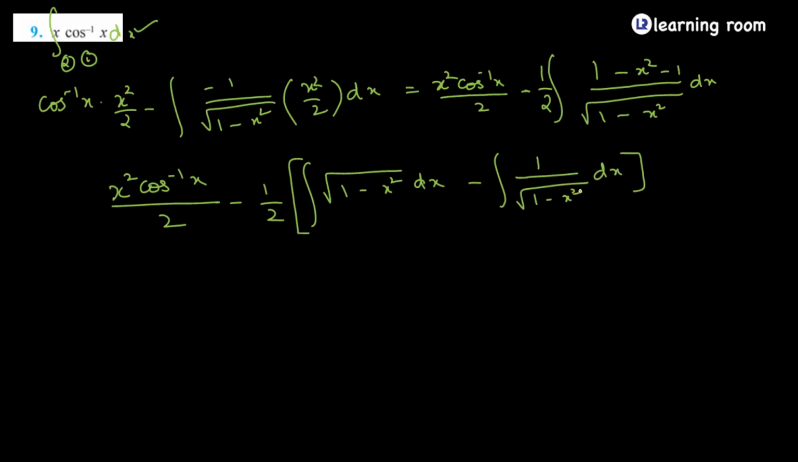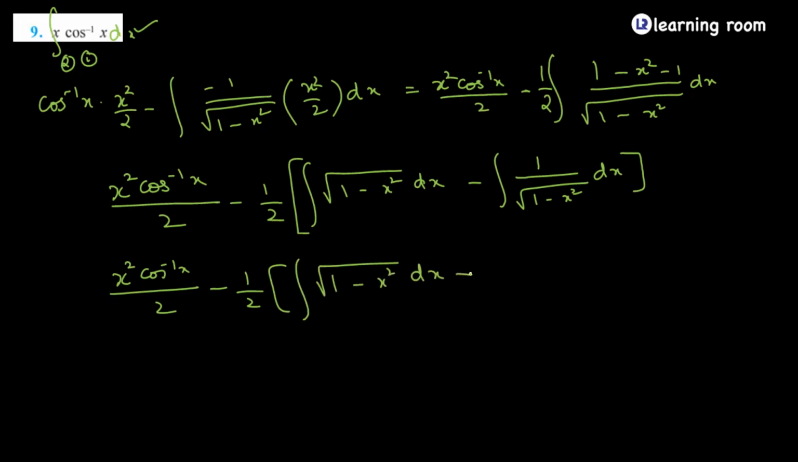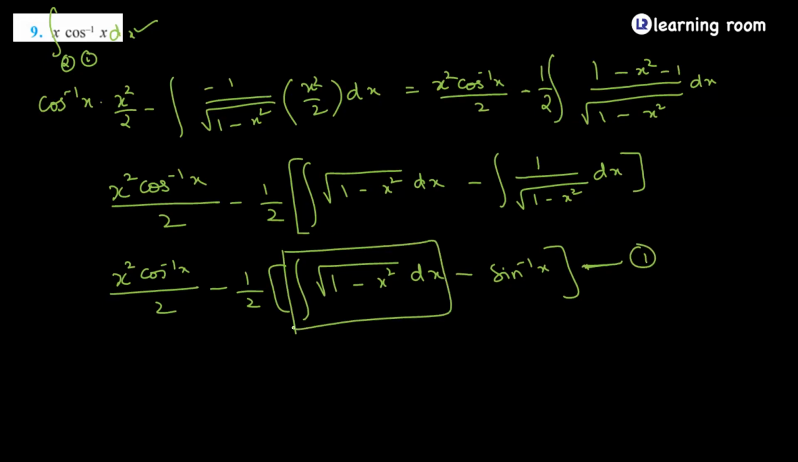Now listen to this carefully. X square cos inverse x the whole divided by 2 minus half into, this I am not going to integrate by applying the formula which we did in the 7th problem. Here I'll solve it with an alternate approach. I'm going to solve it using substitution. I'll show you how to handle it. So integral of root of 1 minus x square dx minus, what is the answer for this? It is sin inverse x. Okay, let me call this expression 1 and I will take this part alone and do it separately.